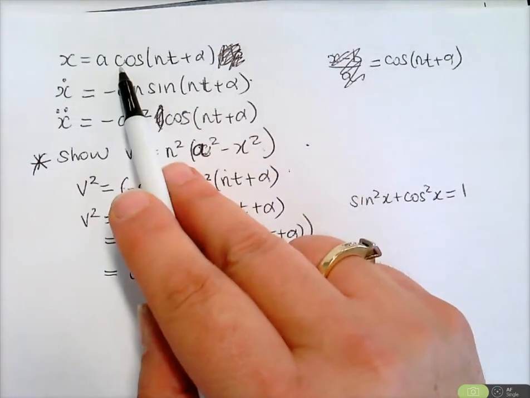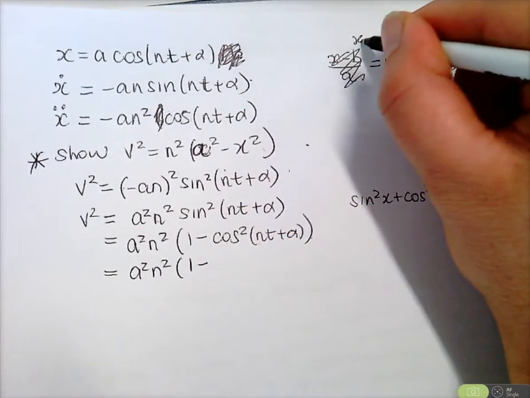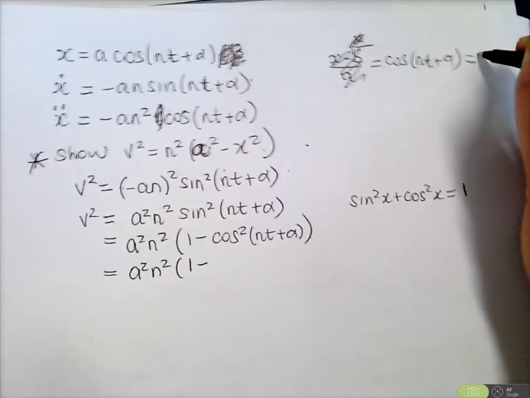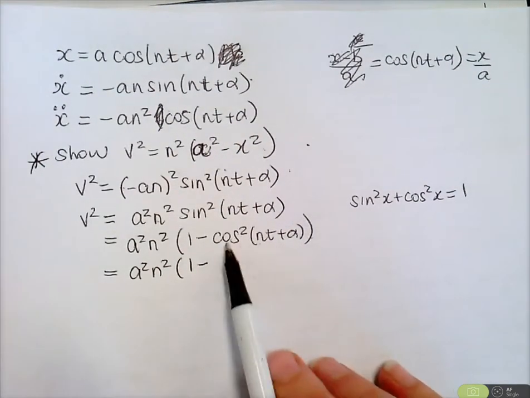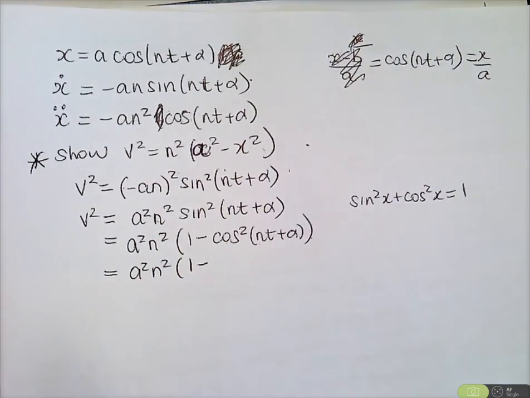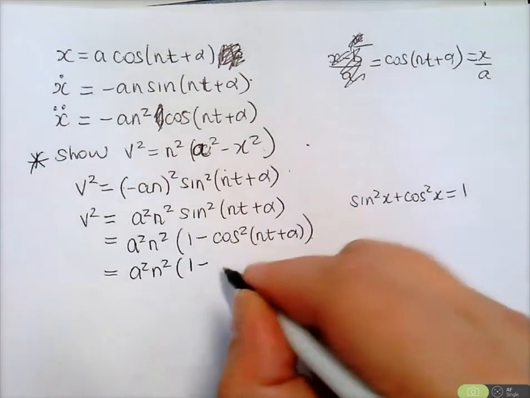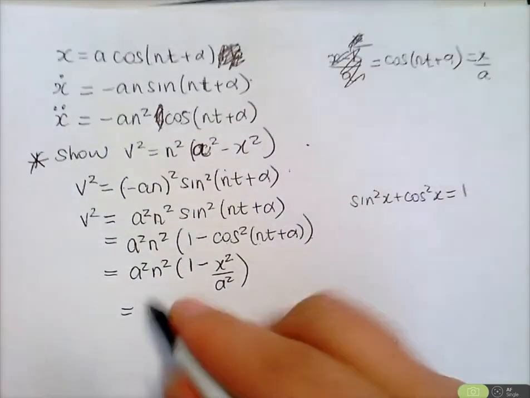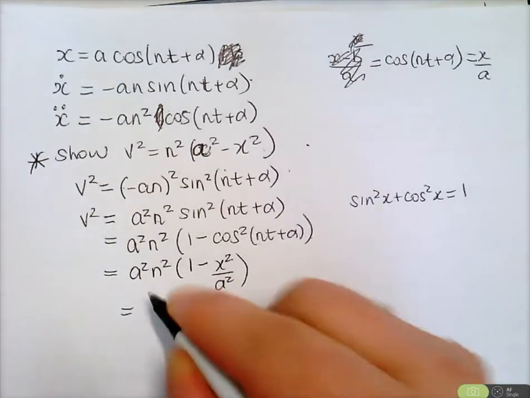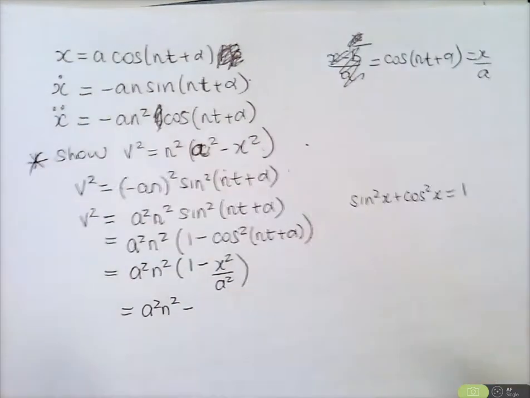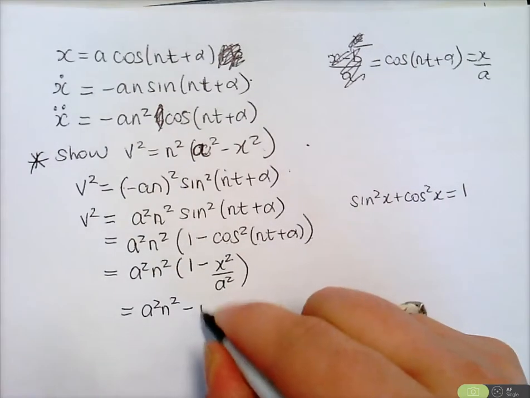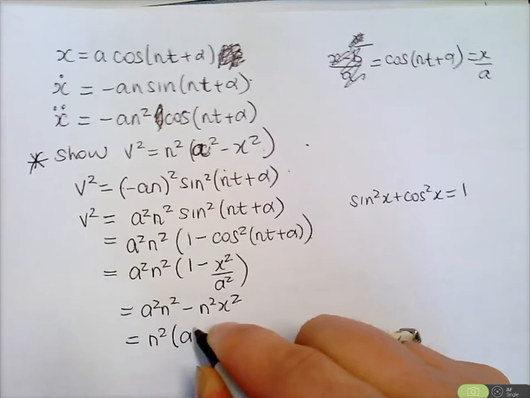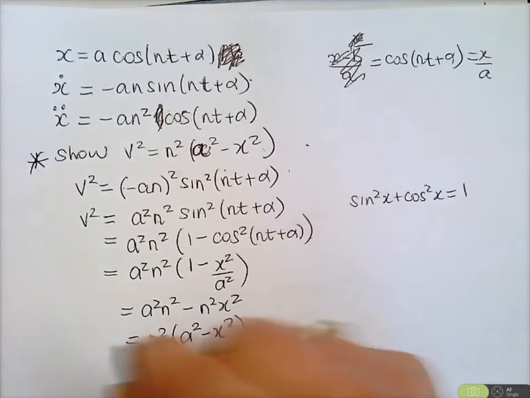So when you rearrange the x equation, do you remember we did this? What do you get? x on A. So now you can substitute your cos squared (nt plus alpha). We did do this before, but you need to look at it again. So now expanding, you get a squared n squared minus n squared x squared. Taking out n squared as a common factor, n squared (a squared minus x squared).